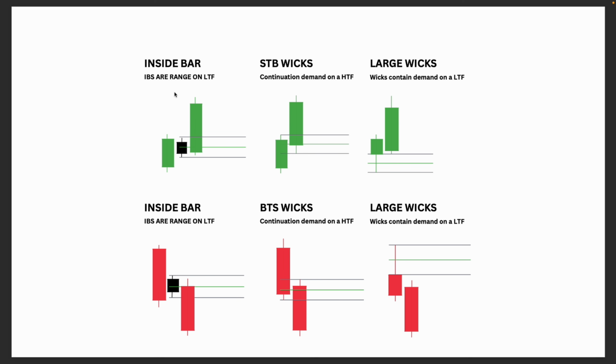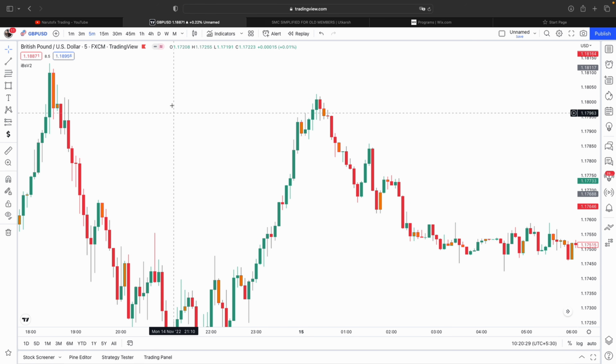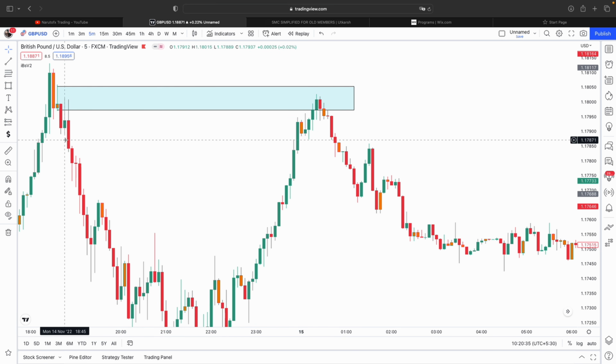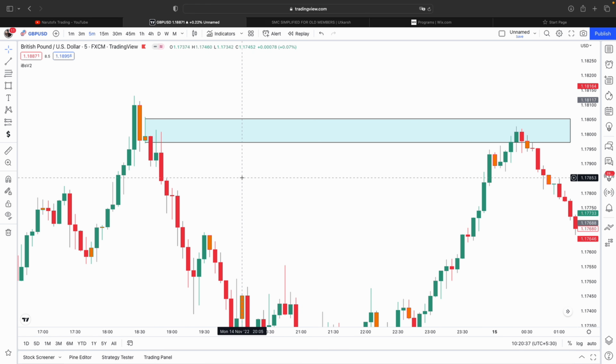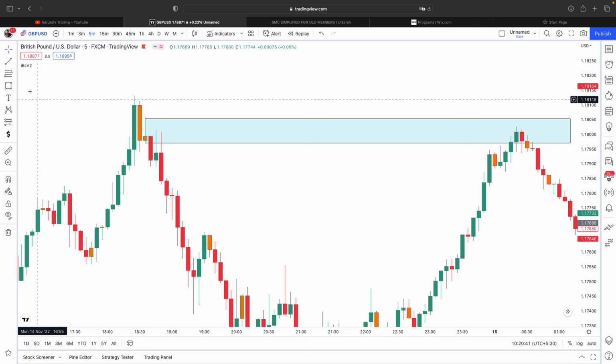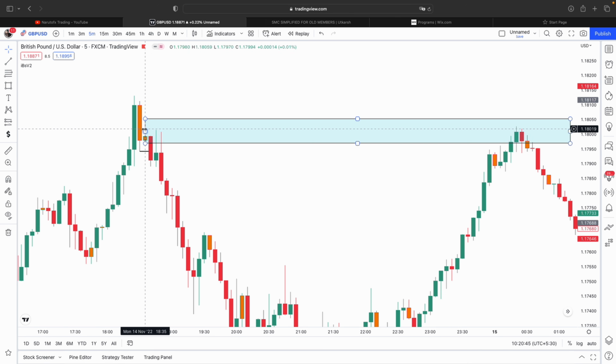So again, what is an inside bar candle? An inside bar candle is just a range on a lower time frame, a continuation demand on a higher time frame. For example, we are using this inside bar indicator. As we can see, this is the inside bar candle. What is this doing? This is just waiting, like price is closing above the zone, above the structure, and then again breaking the structure.